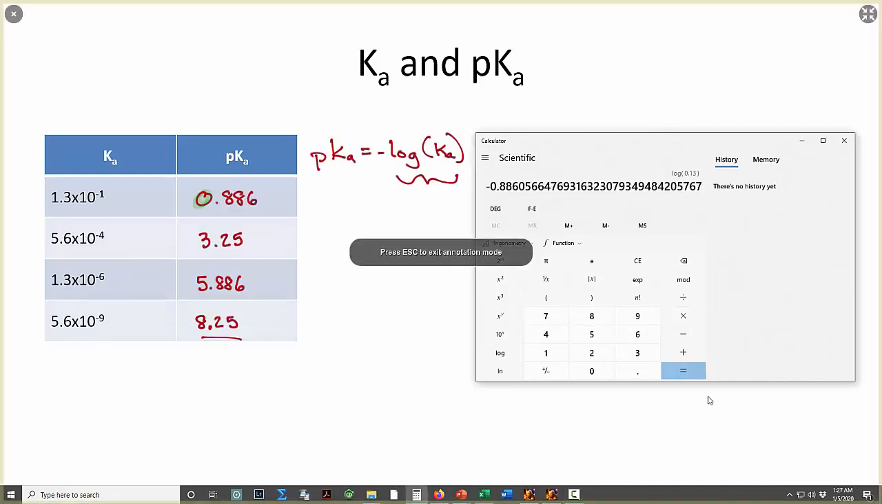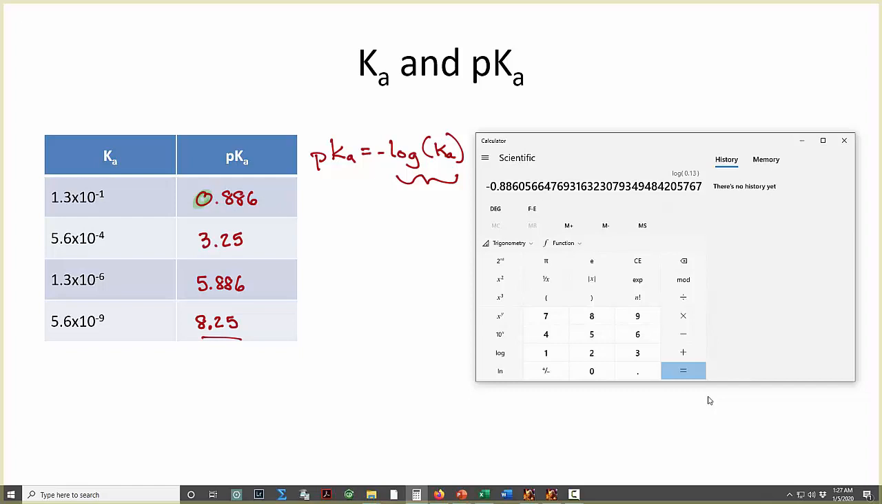So there are the rest of the values. You'll notice that if you take 1.3 times 10 to the minus 1, you get 0.886. 5.6 times 10 to the minus 4, you get 3.25. If you have 1.3 times 10 to the minus 6, you'll end up with 5.886. And 5.6 times 10 to the minus 9 gives you 8.25.